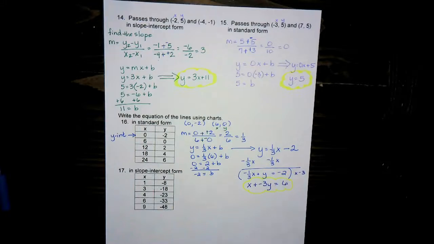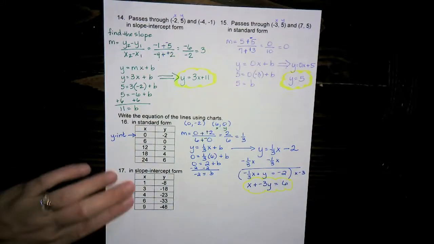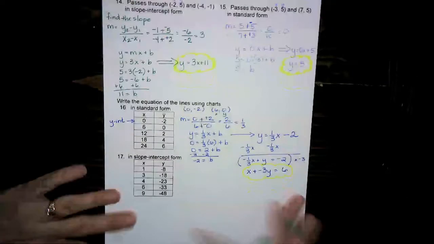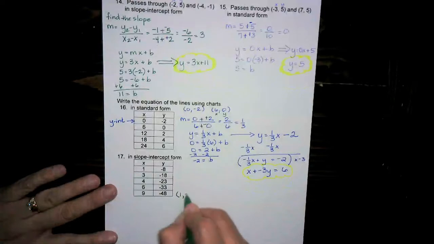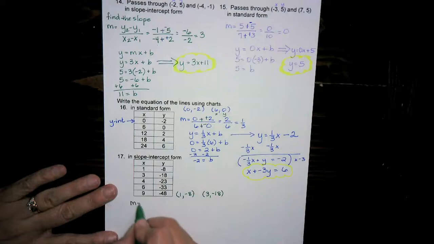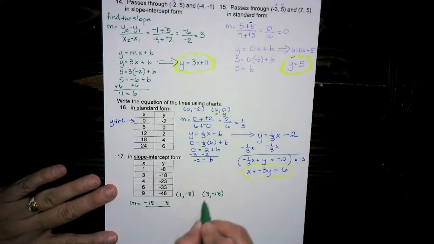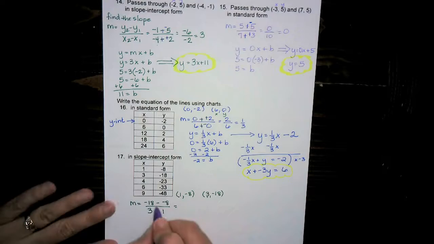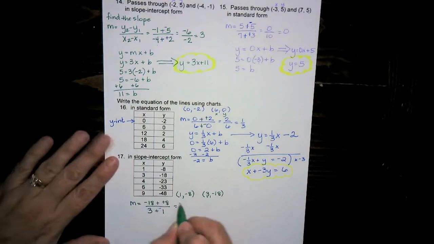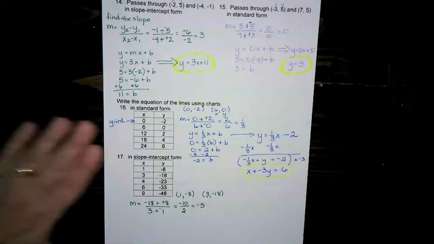Okay, let's do one more like that. And this time I'm going to pick out 2 points. Friends, it doesn't matter which 2 you choose, just a heads up. You could choose any of them, but I'm going to choose the first 2. So 1, -8 and 3, -18. I'm going to find my slope first. So y2 is -18 minus y1 is -8. X2 is 3 and x1 is 1. So let's make the changes with our signs here. And on top, -18 plus +8 is -10. 3 plus -1 is 2. And I'll get -5 for my slope.